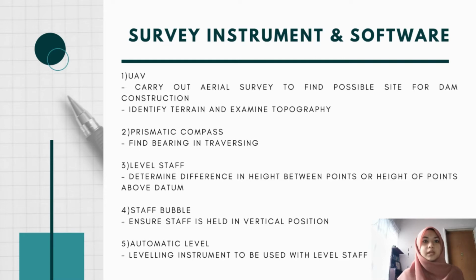Level staff to determine difference in height between points or height of points above datum. Staff bubble to ensure staff is held in vertical position. Automatic level is a leveling instrument to be used with level staff.